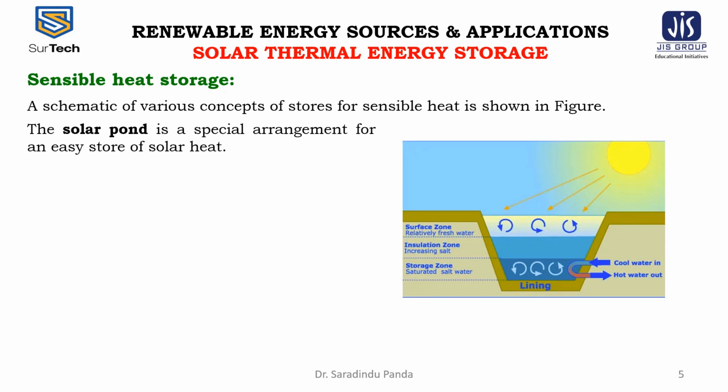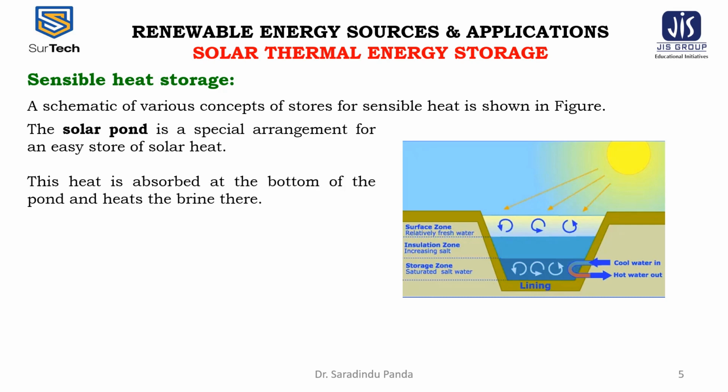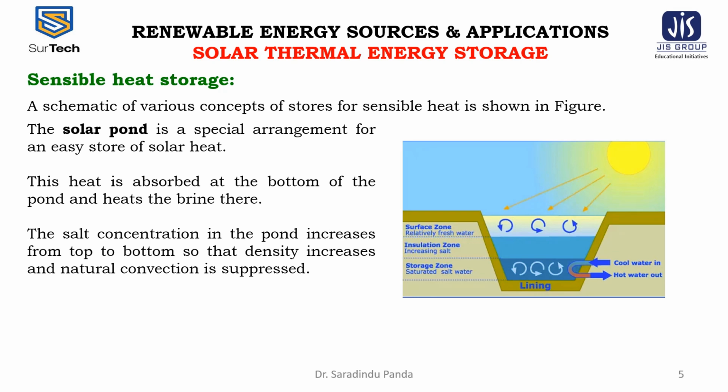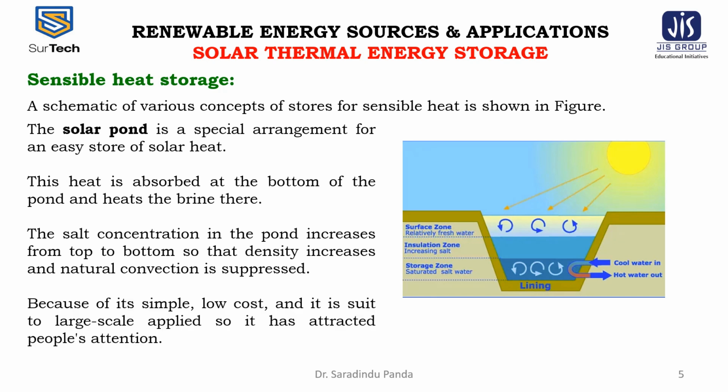Now the solar pond. The solar pond is a special arrangement for an easy store of solar heat. This heat is absorbed at the bottom of the pond and heats the brine there. The salt concentration in the pond increases from the top to bottom so that the density increases and the natural convection is suppressed. Because it is simple, low cost, and suited to large scale application, it has attracted people's attention.